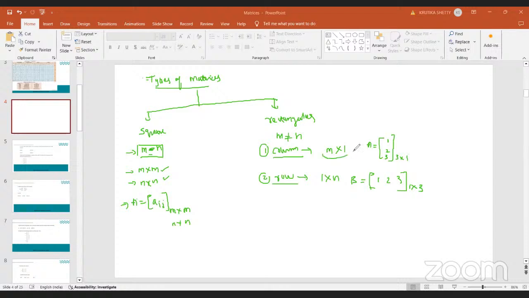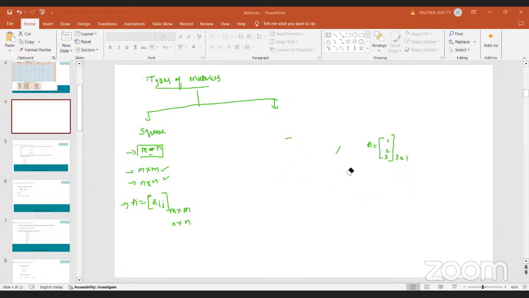In an MCQ-type question, they may ask you the order. The order of a column matrix is always m cross 1, and for a row matrix it is 1 cross n. So these are the 4 types we discussed. Now, based on square matrix, we have the remaining types. In a rectangular matrix, we have the column matrix and the row matrix, and in a rectangular matrix the number of rows is not equal to the number of columns. Next we will study the remaining matrices in detail.